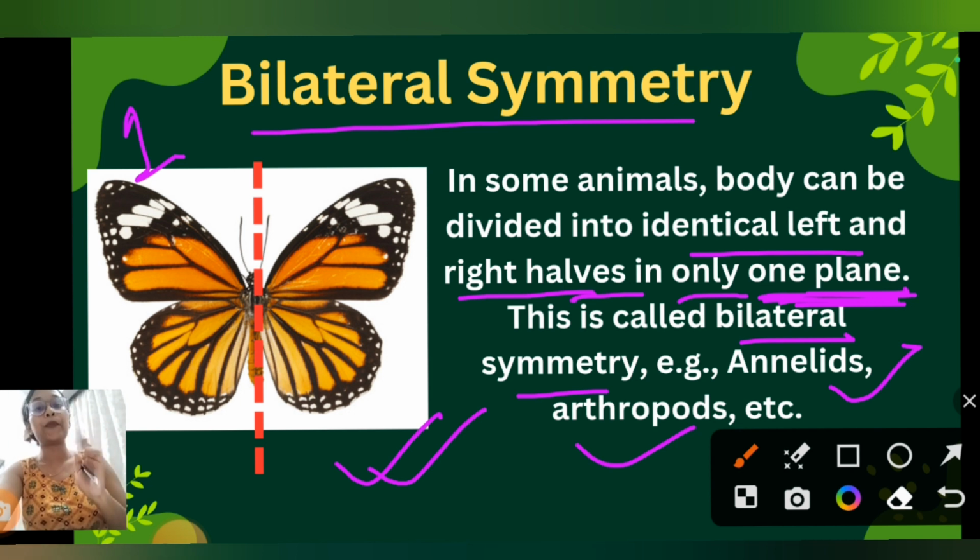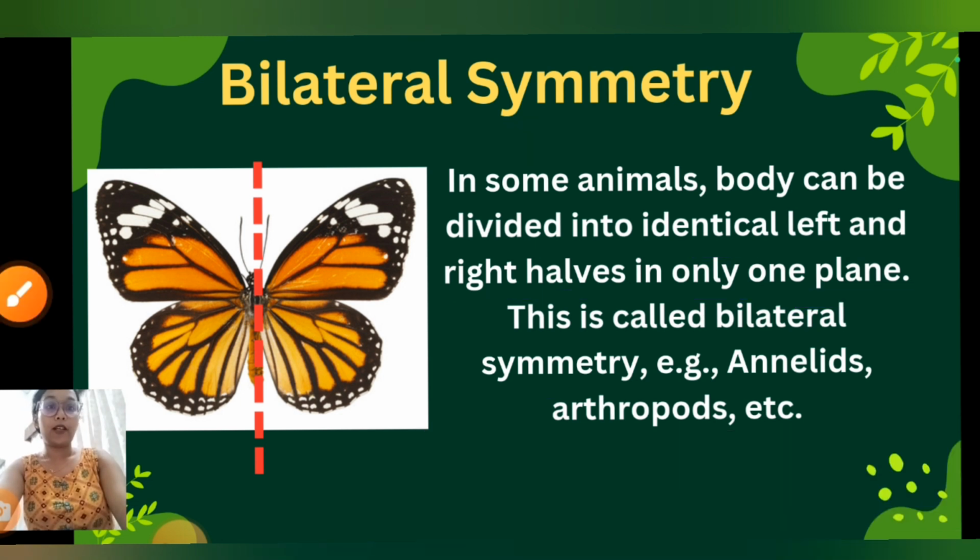Is it clear? In the case of radial symmetry, we have the examples of Coelenterata, Ctenophora, and Echinodermata. And in bilateral symmetry, we get Annelida, Arthropoda, etc. Is it clear? Symmetry is clear to you all?